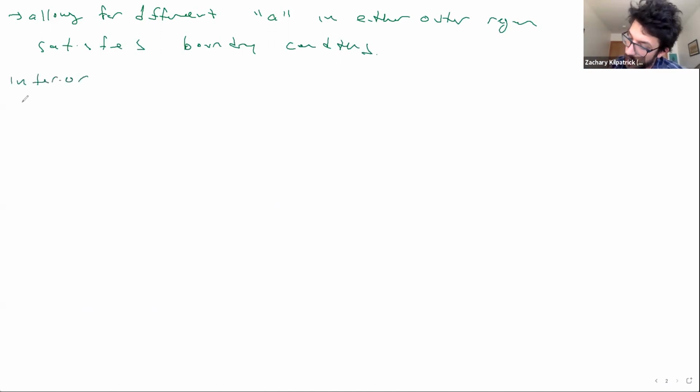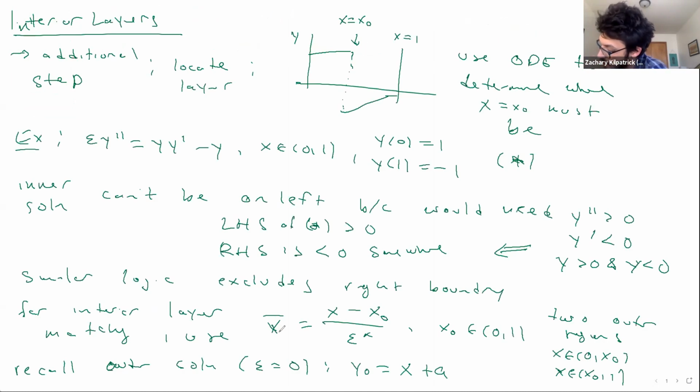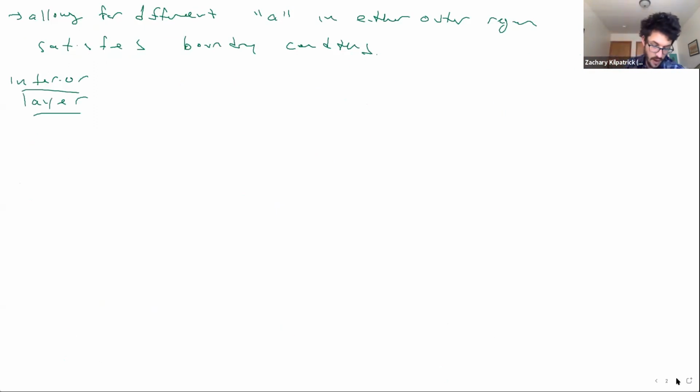So for the interior layer, as we wrote down before, we have this x bar here. This is going to be our change of coordinates. If I plug that in, I end up with epsilon to the 1 minus 2 alpha y bar prime prime equals epsilon to the minus alpha y bar prime minus y bar.